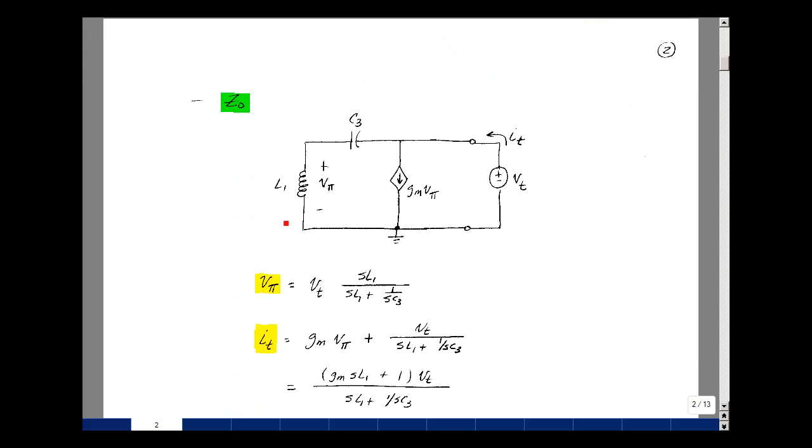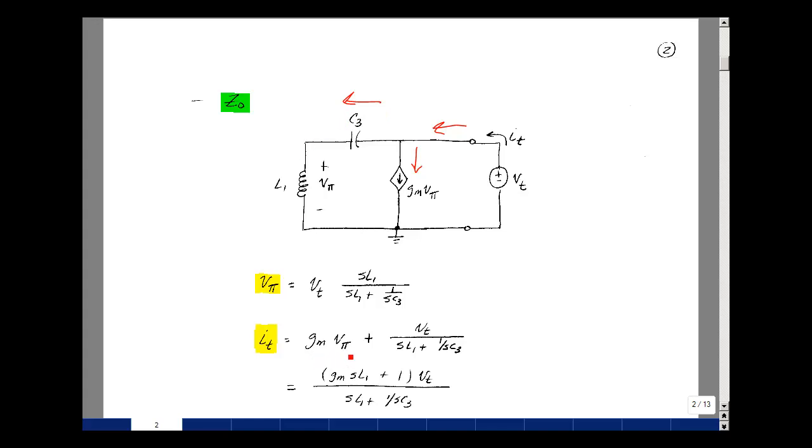To find the impedance looking into this part of the circuit, let's apply a test voltage and calculate a test current. So the current coming in here is this current. It can be equal to the current that leaves the node. So this is in terms of V pi. So let's figure out what V pi is. Well, because this current is the same in the two elements, I can use the voltage divider rule. So V pi is equal to SL1 divided by SL1 plus 1 over SC3 times the test voltage across these two terminals.